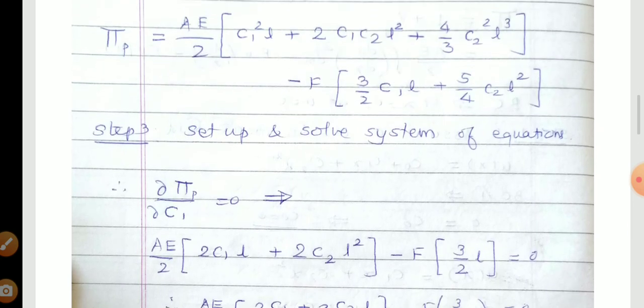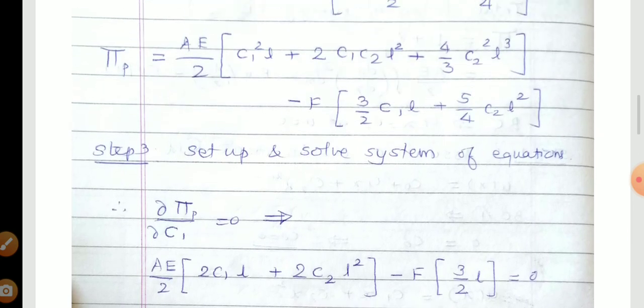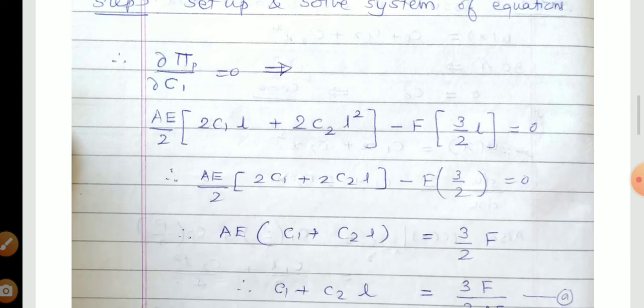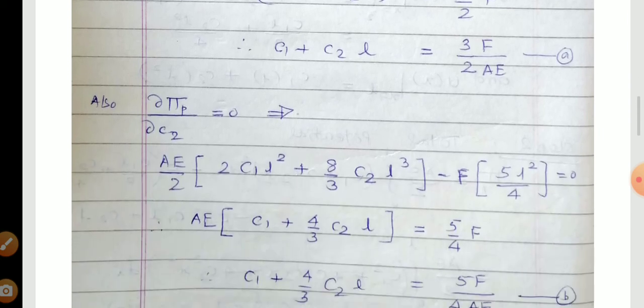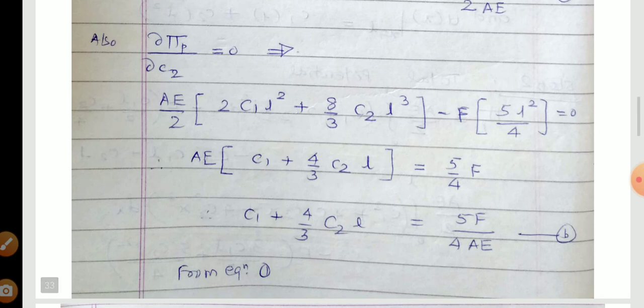You can see how we have arrived at the derivative of potential energy with respect to c1. Simplify this equation to get a simplified form: c1 plus c2 L equals 3F by 2AE, as equation A. Again differentiate the same equation with respect to c2 and get the second form: c1 plus 4 by 3 c2 L equals 5F by 4AE, as equation B.